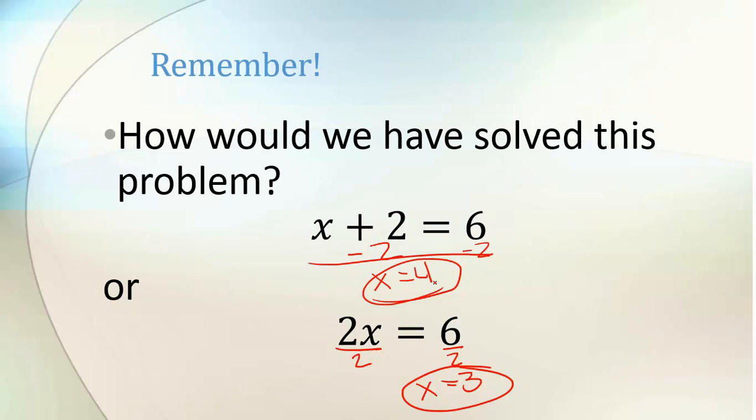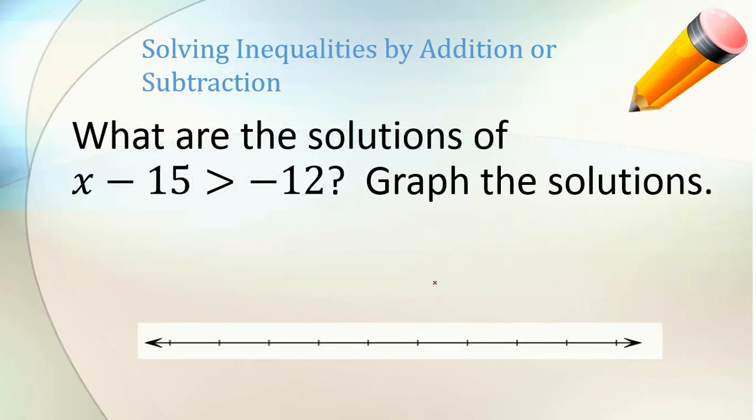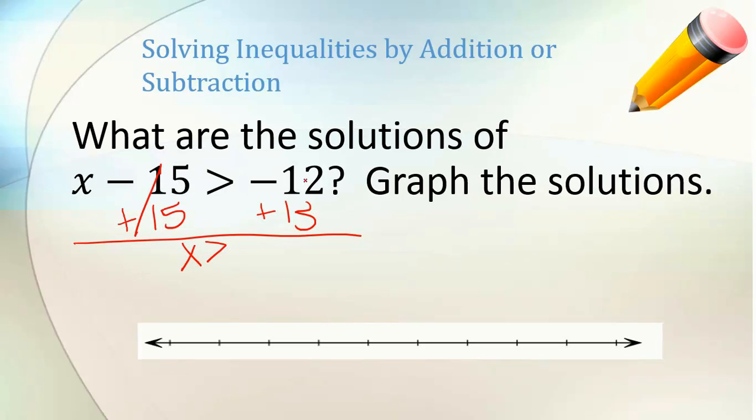Not too hard. Now, inequalities are exactly the same thing, except you're going to have an inequality symbol in the middle. That doesn't really change much. It just stays there and hangs out. So I have x minus 15 is greater than negative 12. We want to find the solution region, so I'm going to get x alone. I'm subtracting 15, so I have to do the opposite, which means I'm adding 15. So x is greater than negative 12 plus 15, that's 3. So x is greater than 3.